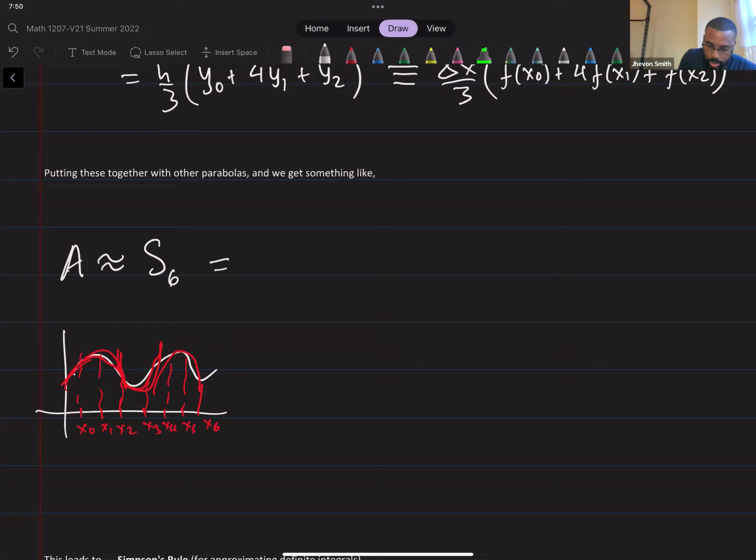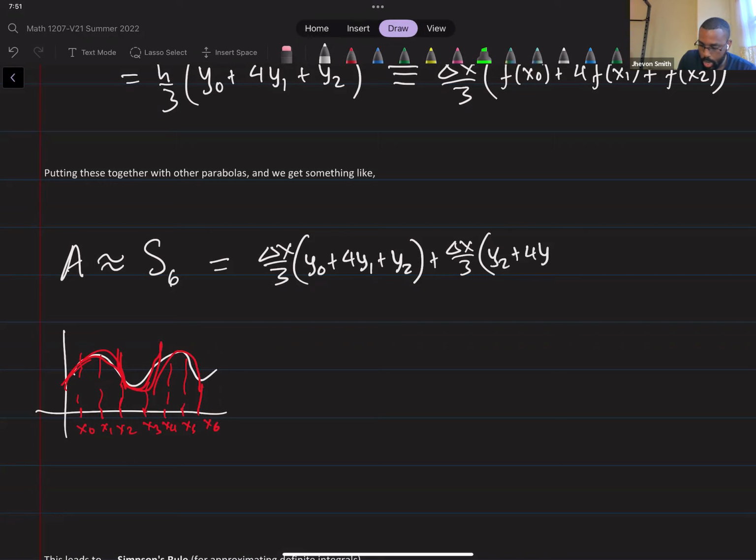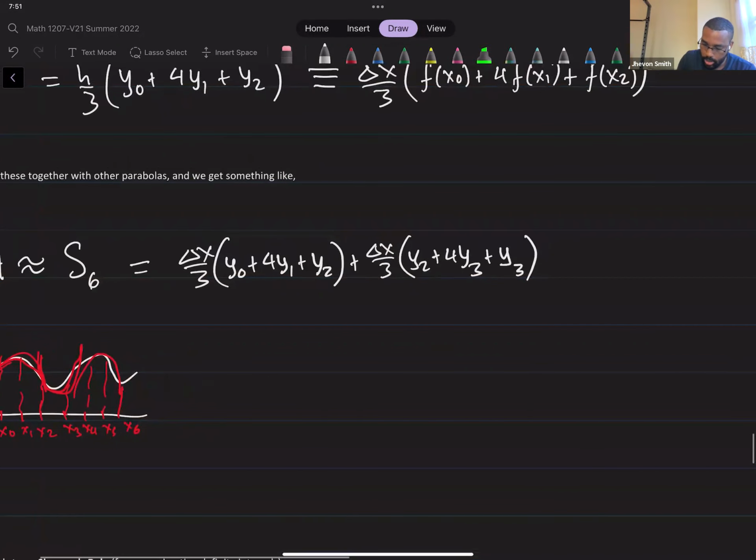So for each of these, I would have a delta x over 3. For the first one, I would have something like y0 plus 4y1 plus y2. Then for the second set, that would start at y2. I would have y2 plus 4y3 plus y4. Then for the third set, I'd have delta x over 3, y4 plus 4y5 plus y6.